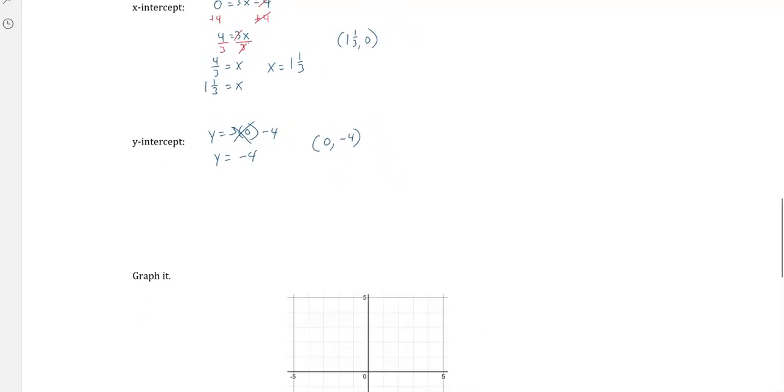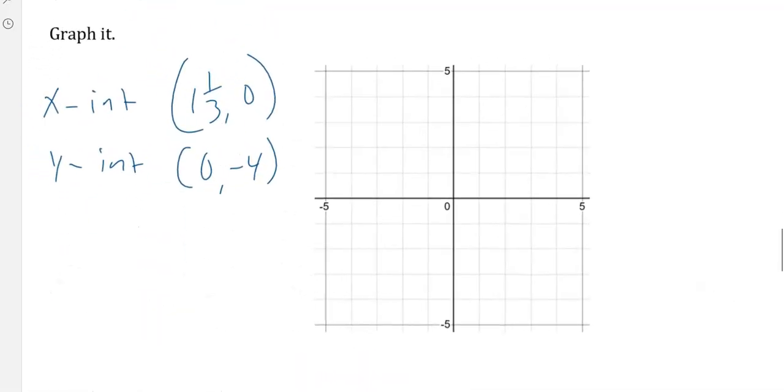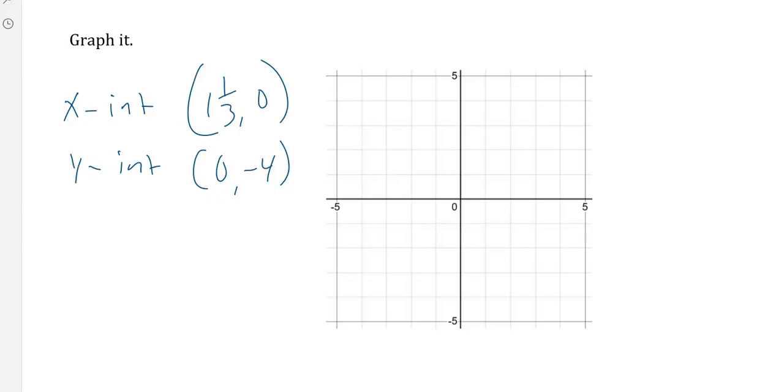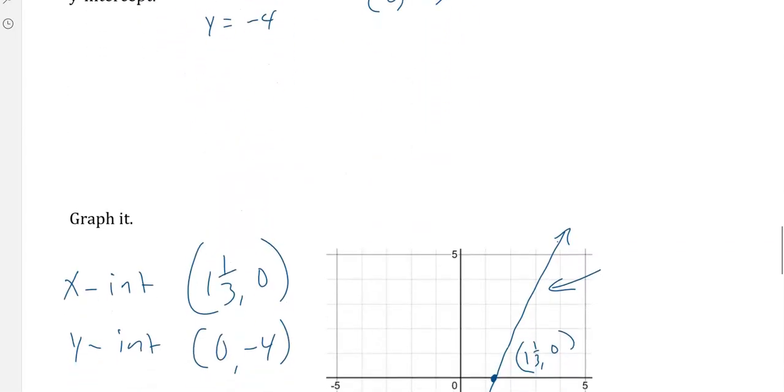And then to graph it, remember our x-intercept is (1 1/3, 0), and the y-intercept is (0, -4). Okay, we can graph this. So 1 and about 1/3, and 0, 1, 2, 3, 4, -4. So (1 1/3, 0) and (0, -4). And the line that connects them, you can use a straight edge, would be easy, is the line for the equation y equals 3x minus 4.